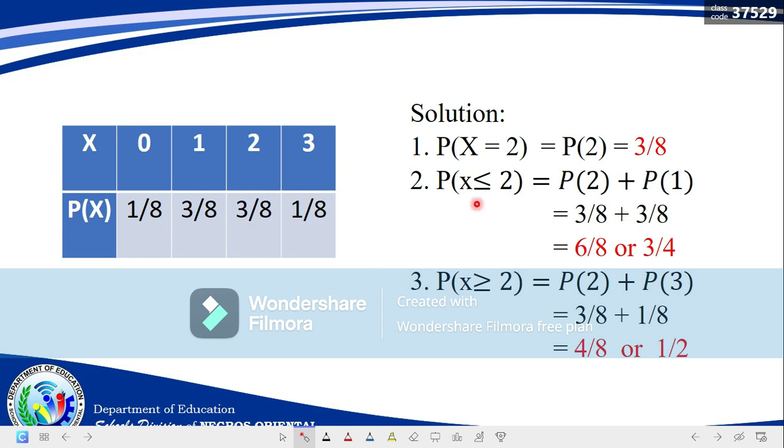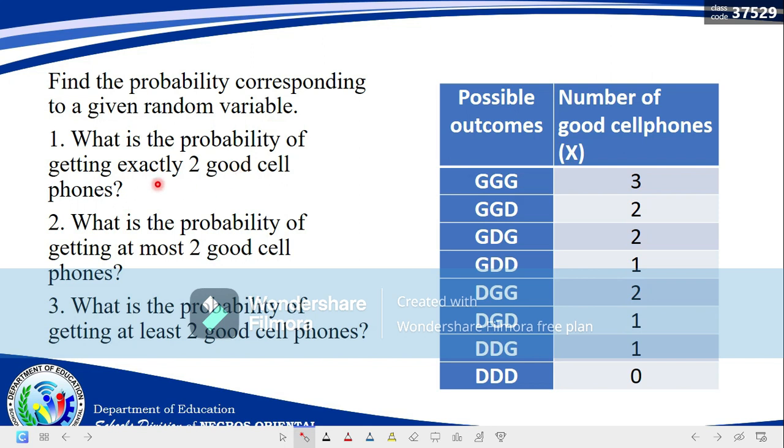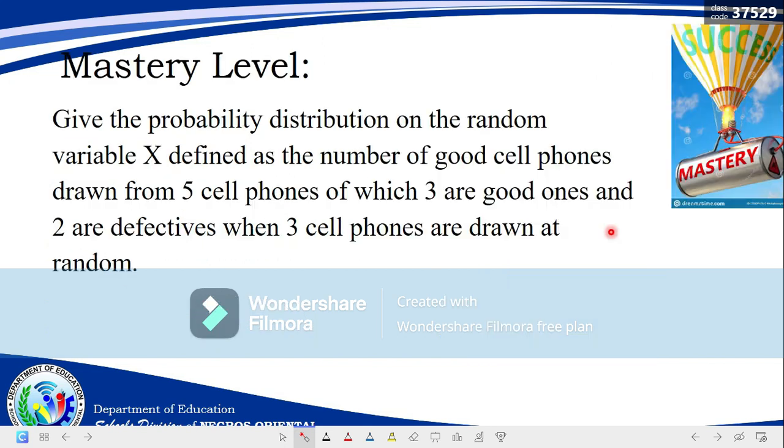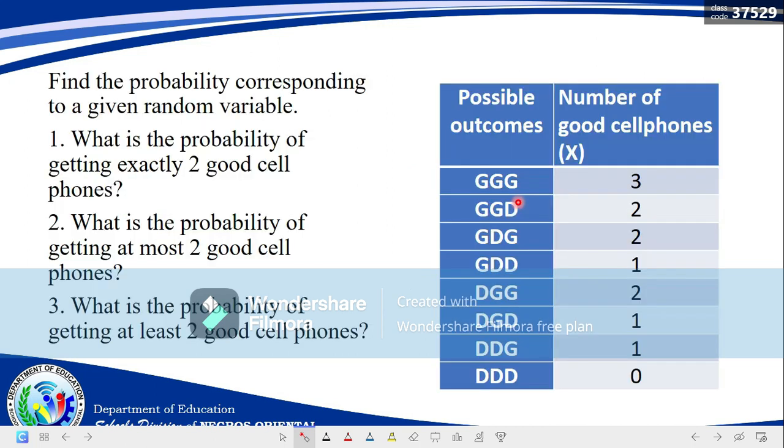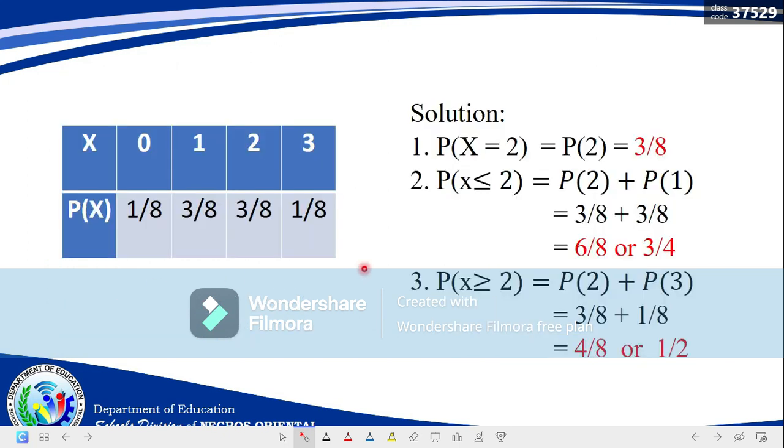The first question was, what is the probability of getting exactly 2 good cell phones? So P of X equal to 2, that's very simple. We look here: X is equal to 2, the answer is 3 over 8. Next, what is the probability when X is less than or equal to 2? That is, getting at most 2 good cell phones. At most 2 includes 1 or 2, so that's the probability of 2 plus the probability of 1. That is 3 over 8 plus 3 over 8, which gives you 6 over 8 or 3/4.